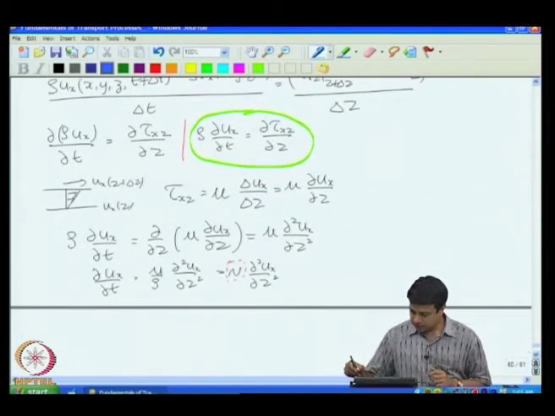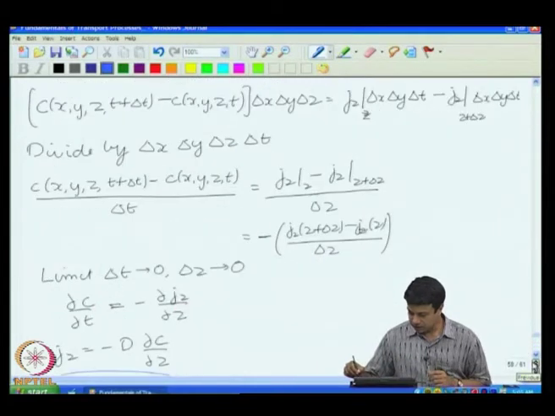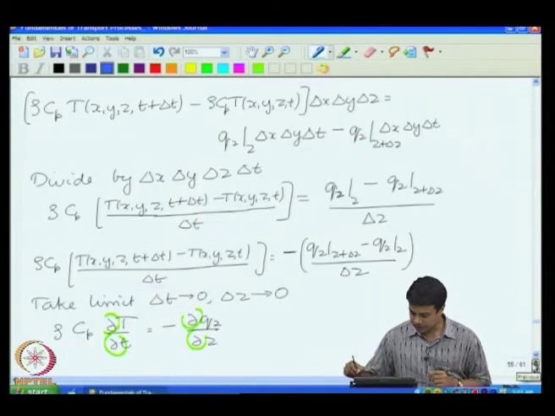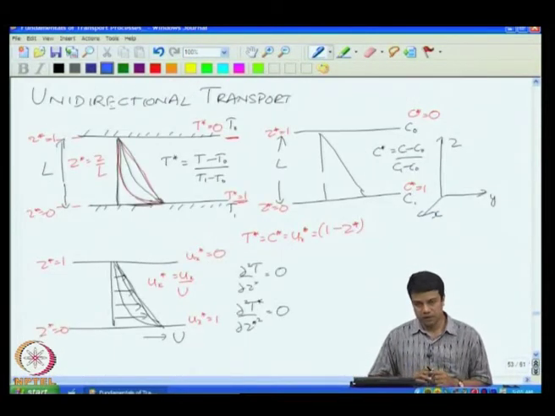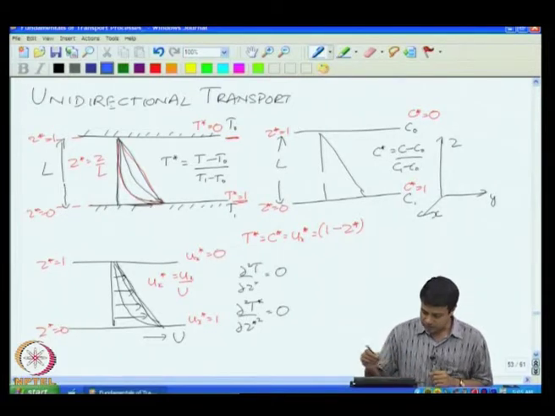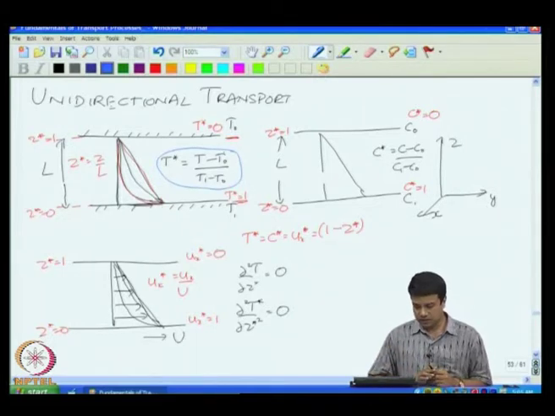And we talked a little bit about scaling. Okay. I said that rather than work with these unscaled coordinates z, T, ux and c, I could define scaled coordinates. Okay. In this case, T star is equal to T minus T naught by T 1 minus T naught. T star is equal to 0 on the top surface and T star is equal to 1 on the bottom surface. If I define z star is equal to z by L, then z star is equal to 1 on the top surface and z star is equal to 0 on the bottom surface.